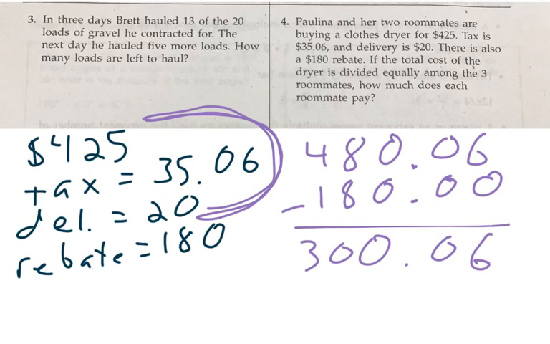But I'm still not done. There's 3 roommates. So what I have to do, I have to divide this by 3. So each roommate is going to pay $100.02. So there's several steps to this. So whenever you get a word problem like this, you need to make sure you're going through every single step. Because even if you miss a step or if you mess a step up, it can affect the whole problem.